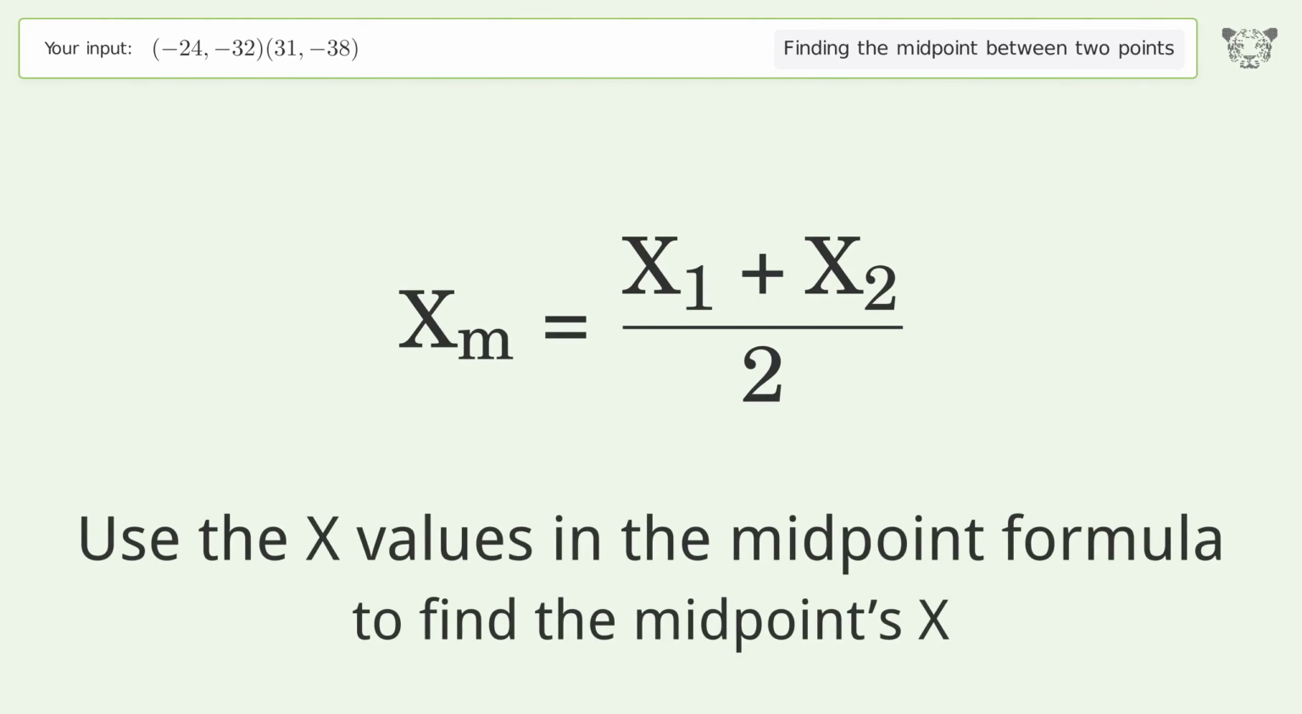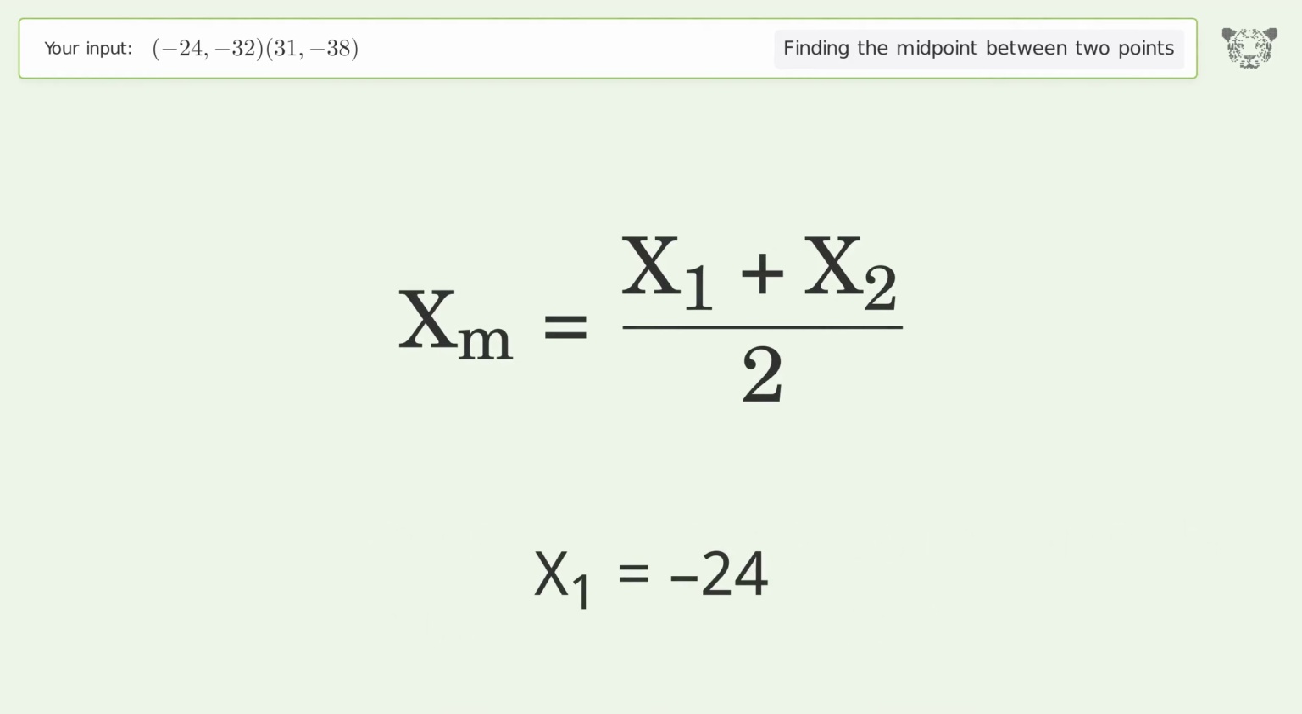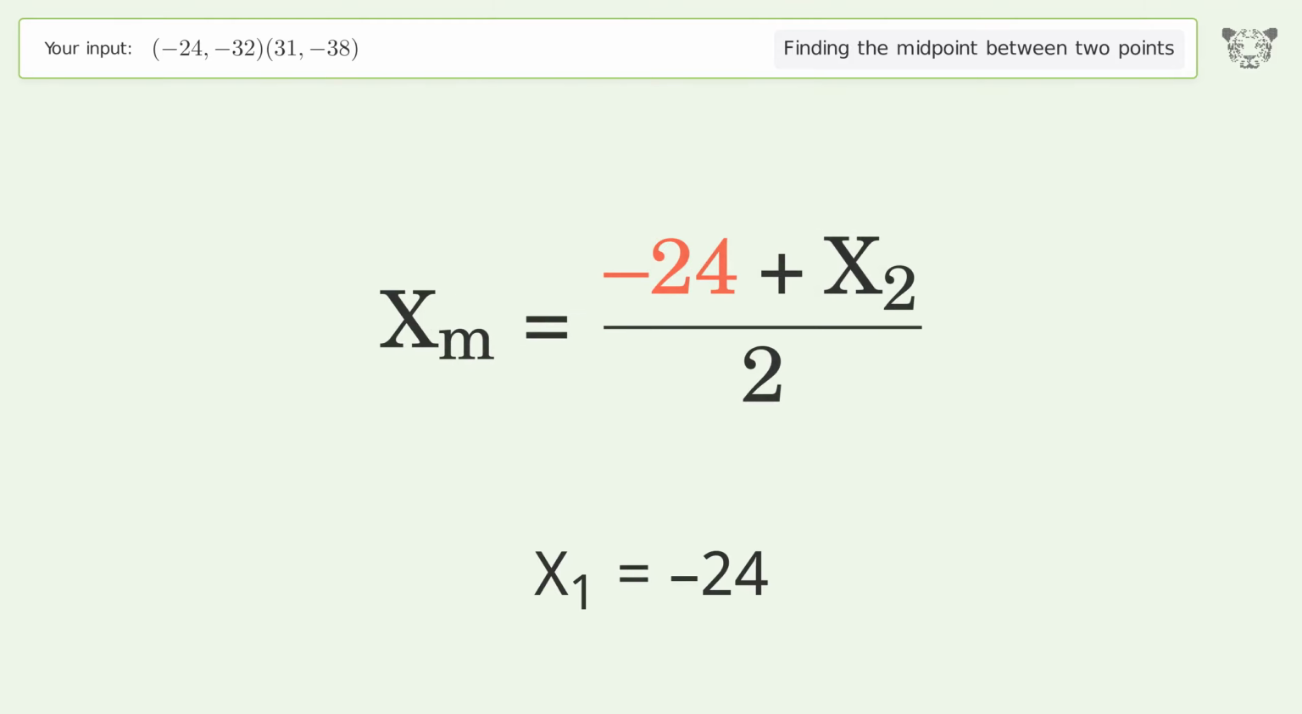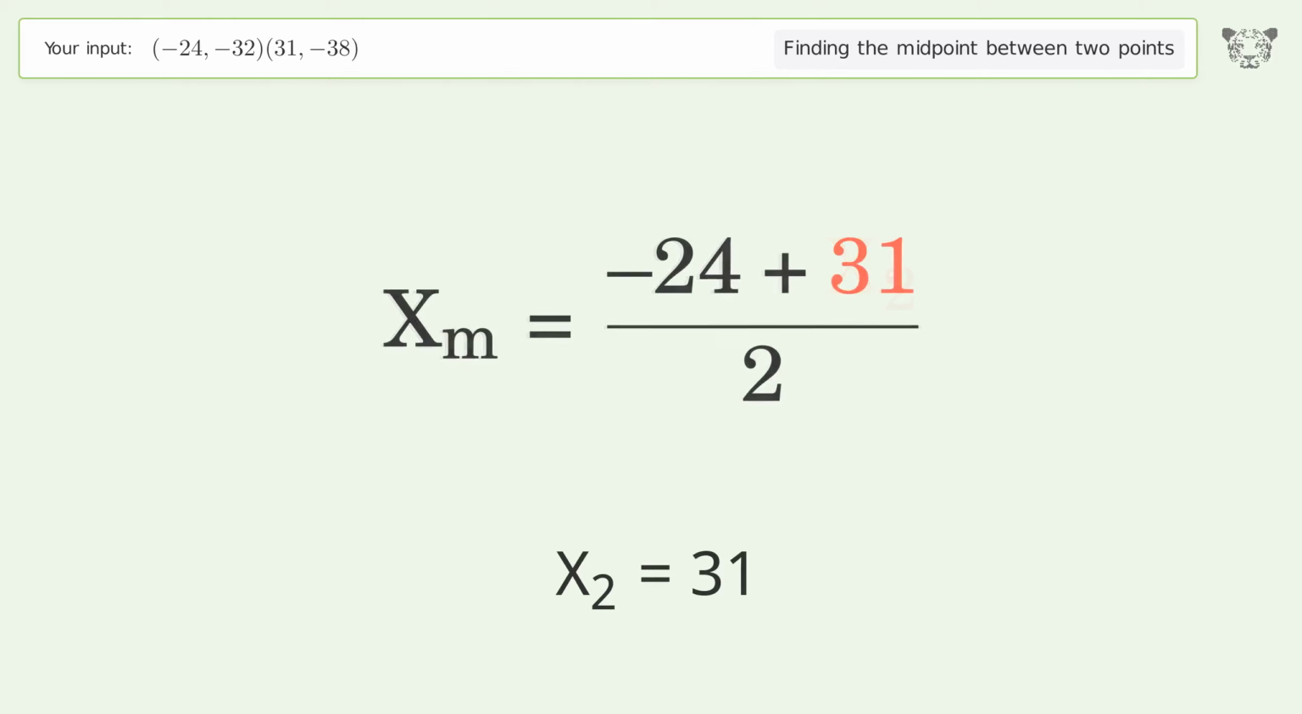Use the x values in the midpoint formula to find the midpoint's x. x1 equals -24. x2 equals 31. Simplify the arithmetic.